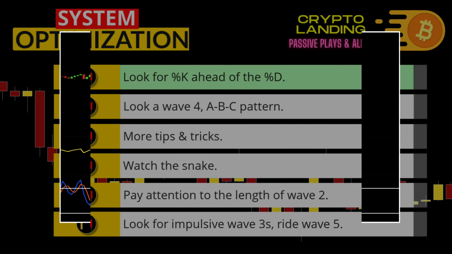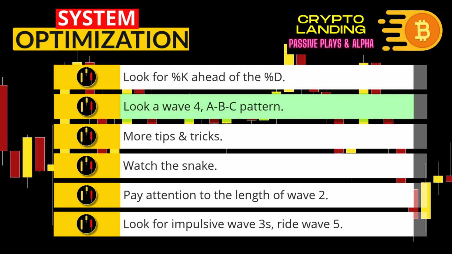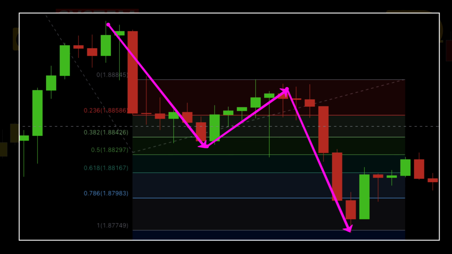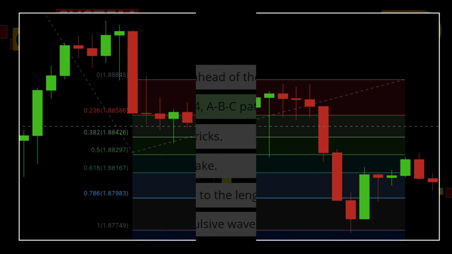If you look for that clue on the higher time frame and execute on the lower time frame, you will increase your win rate. Second, if you go down in time frame specifically for wave 4, oftentimes there will be a 1-to-1 ABC pattern before going back in the direction of a trend. This can give you an edge for better entries.